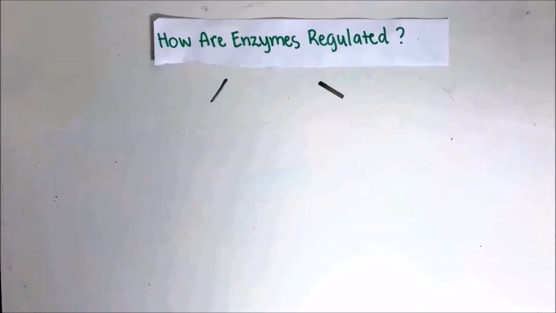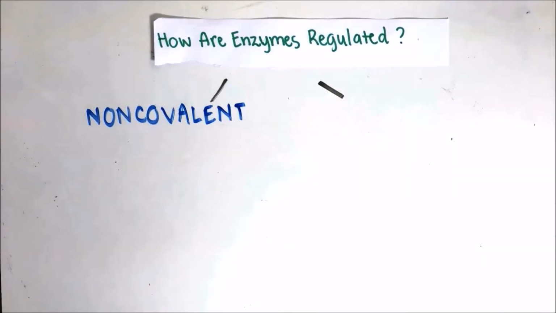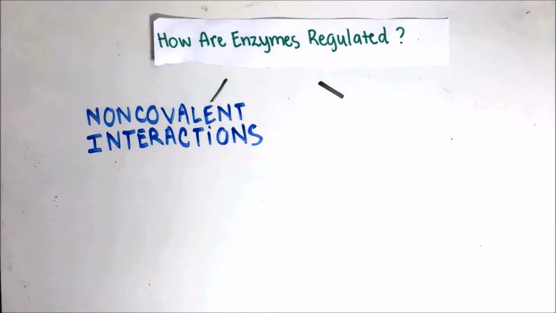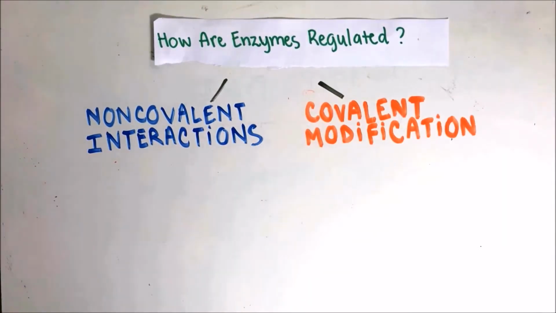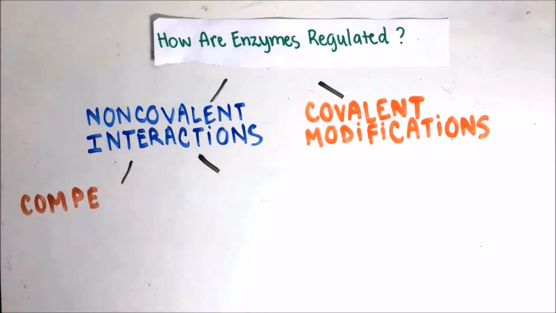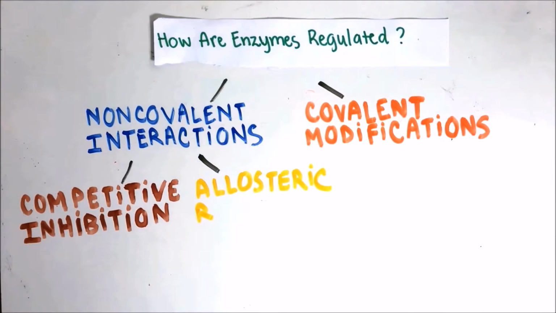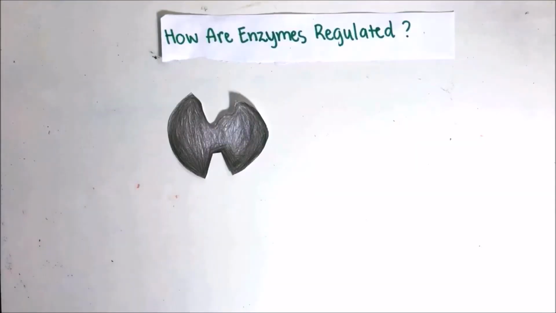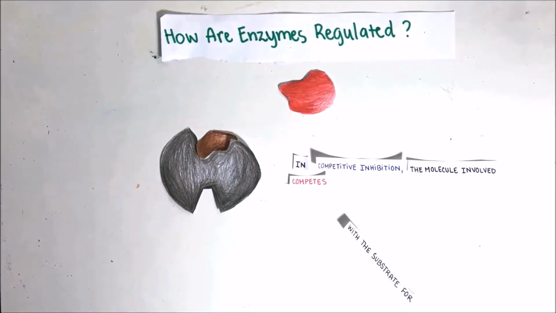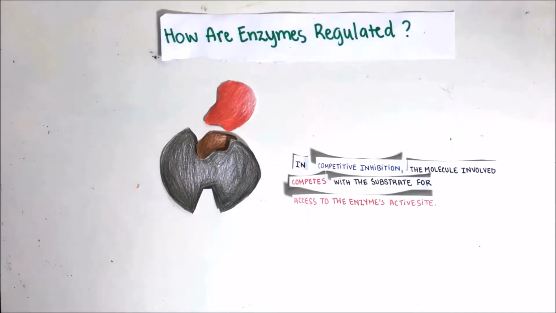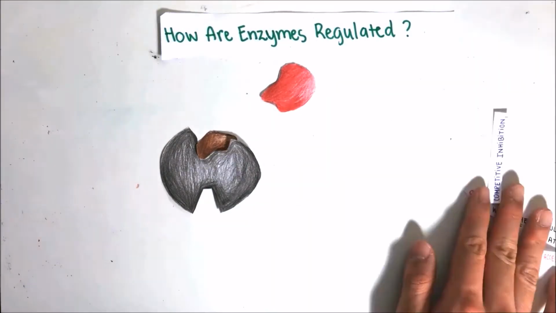How are enzymes regulated? Most enzymes are regulated via non-covalent interactions or covalent modifications. Non-covalent interactions include competitive inhibition and allosteric regulation. In competitive inhibition, the molecule involved competes with a substrate for access to the enzyme's active site, preventing the binding of the substrate to the active site.